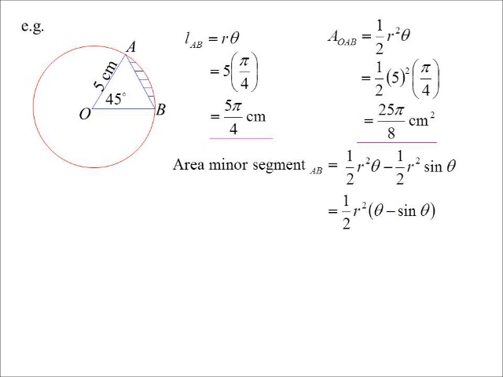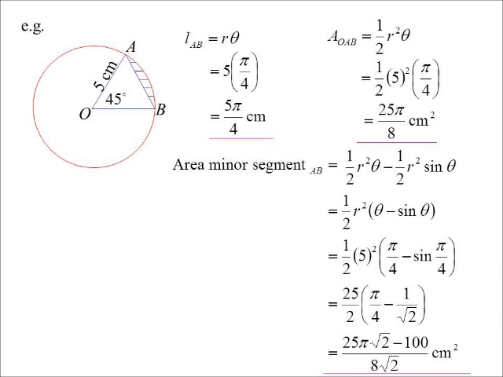Now, whether you memorise the formula or you just do it from scratch each time, and you say, oh, well, it's the sector minus the triangle, it doesn't really matter. As long as you know where it comes from is the main thing. So our one, substituting in, ends up being this wonderful number, 25 pi root 2 minus 100 all over 8 root 2 centimetres squared, but I'm sure you would have guessed that anyway.